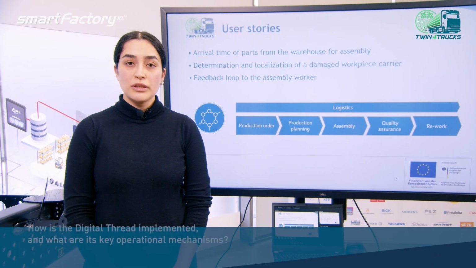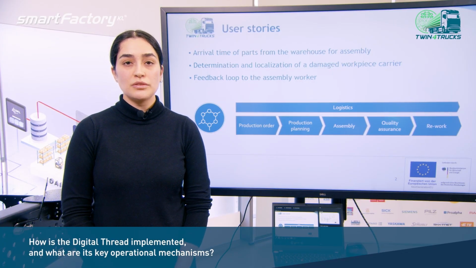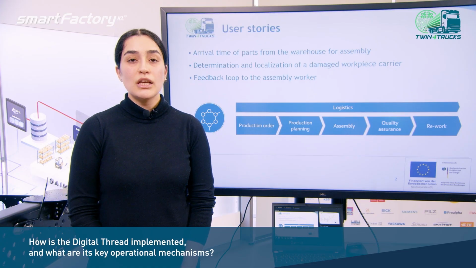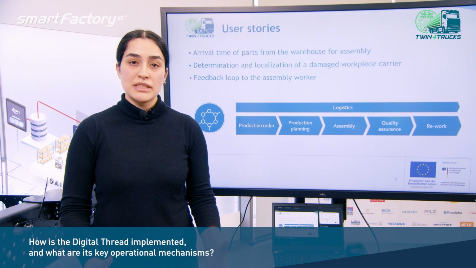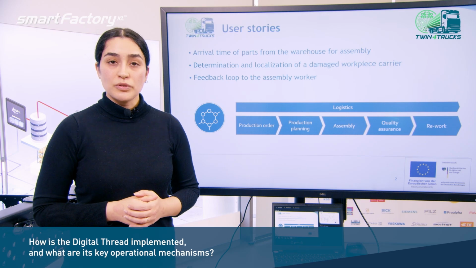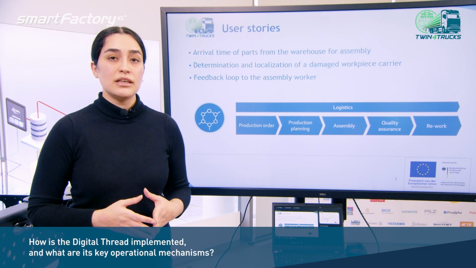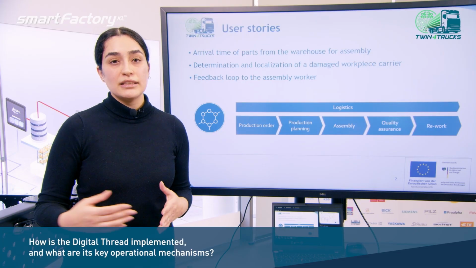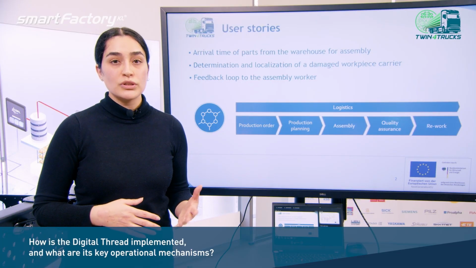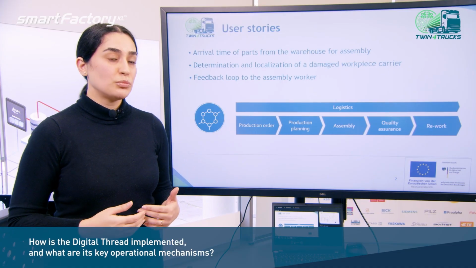To find a suitable solution for digital thread in the context of the T4T project, we defined some user stories so we can provide specific answers for them and create a bigger concept out of these user stories. The first user story is about the arrival time of a part for assembly. So the worker can decide if the part is there on time and they can carry on their job, or they need to postpone the next step or wait for the material to arrive.